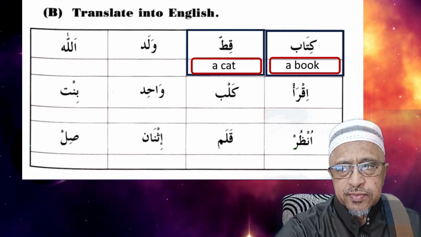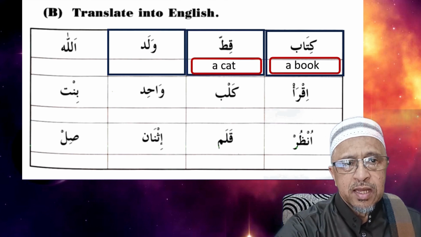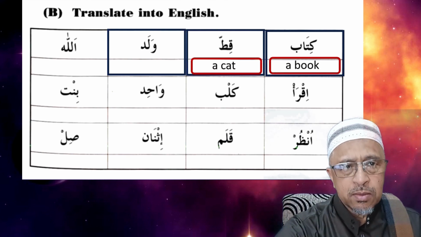Next one, what's that word? It's walad. And of course, it is a boy. So once again, we can say waladun, a boy.